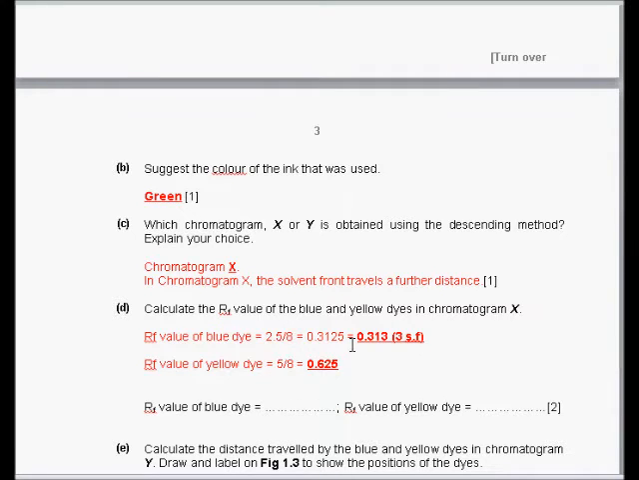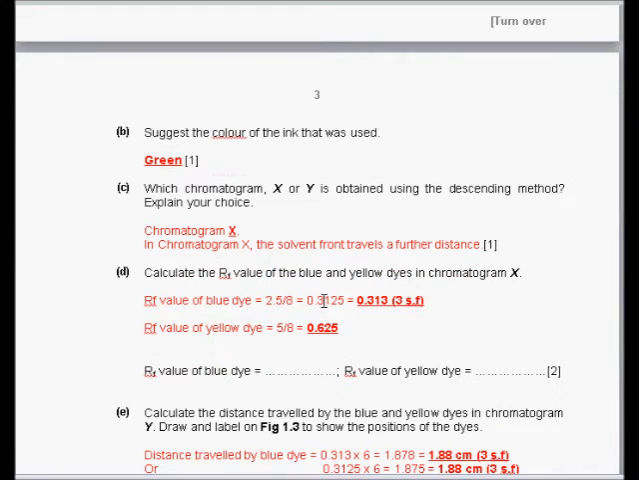Now calculate the Rf value. Rf value should not have a unit, and again the final answer should be 3SF. So for the entire paper, for all the calculations, if any one of them is not in 3SF, 1 mark will be deducted. If you have two answers not in 3SF, only 1 mark will be deducted. Okay, and of course if all your answers are in 3SF, then no marks will be deducted. So maximum only 1 mark will be deducted due to answers not in 3SF.